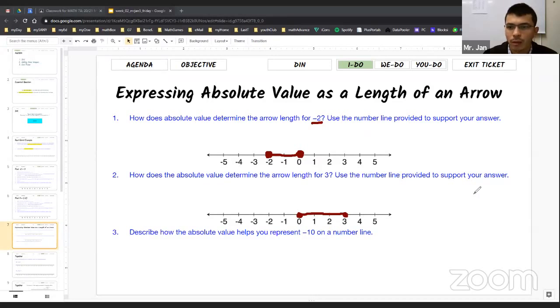Okay, so this is how we can support our answer using a number line. Without the number line again, describe how the absolute value helps to represent -10. You can describe it in this way, I'm going to use just a shortcut because of the mathematical way.